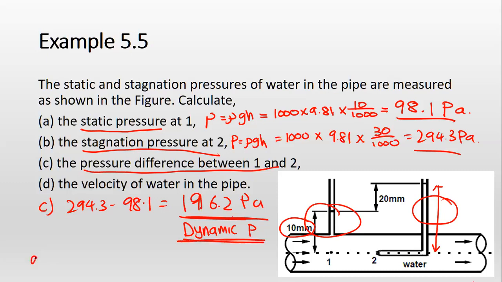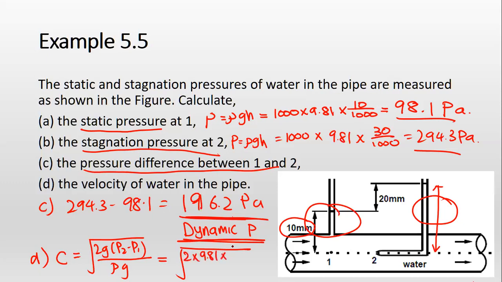Okay, so to get the velocity, we can apply the equation just now, which is the square root of 2g times P2 minus P1 over rho g. So this will be the square root of 2 times 9.81 times P2 minus P1, which is 196.2, divided by 1000 times 9.81. This equation is obtained by applying Bernoulli between 1 and 2, which was derived just now.